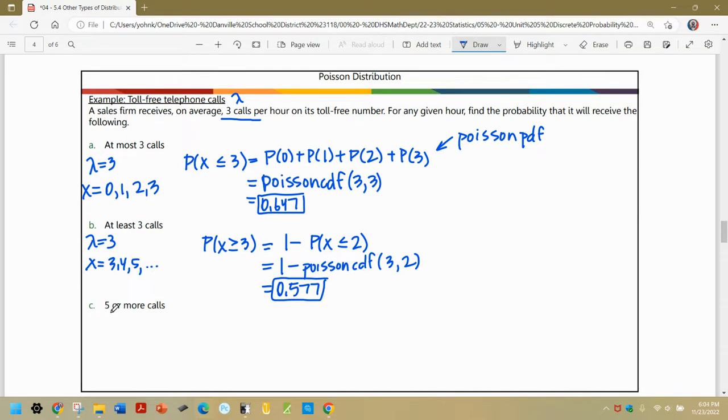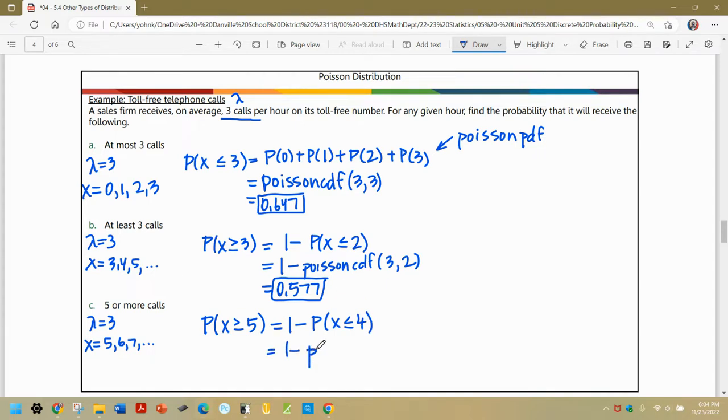Okay, finally, 5 or more calls. So I want the probability that x is greater than or equal to 5. So my lambda is still 3. My x's are now 5, 6, 7, and so on. Well, I can't really do that, but I can do 1 minus the probability that x is less than or equal to 4.